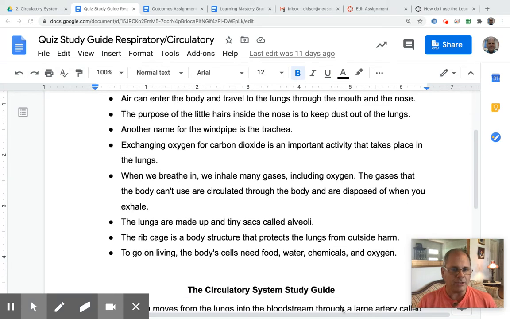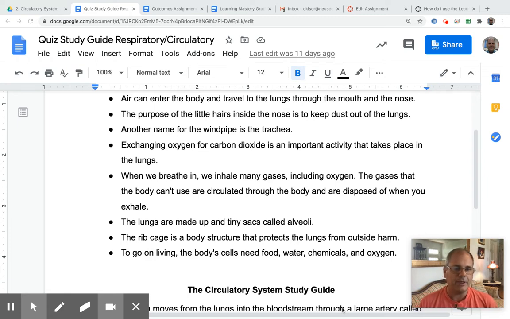When you exchange oxygen for carbon dioxide, that is an important activity that takes place in the lungs. You breathe in air. The air has oxygen in it. Your body uses the oxygen, and your body releases carbon dioxide when you breathe out. So again, when you breathe in, we inhale many gases, including oxygen. The gases that the body can't use are circulated through the body and disposed of when you exhale. And we cannot use the carbon dioxide, so we exhale it.